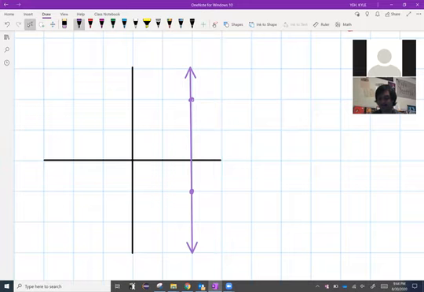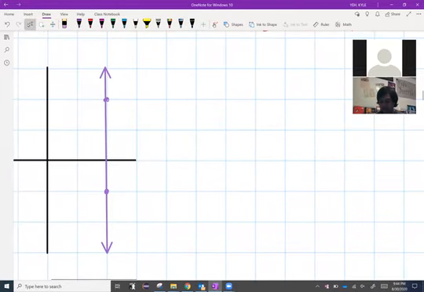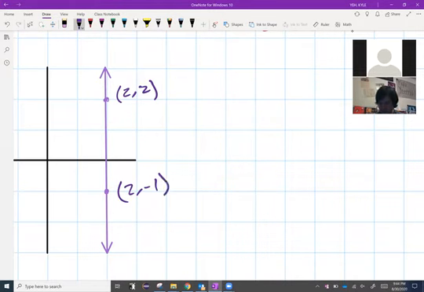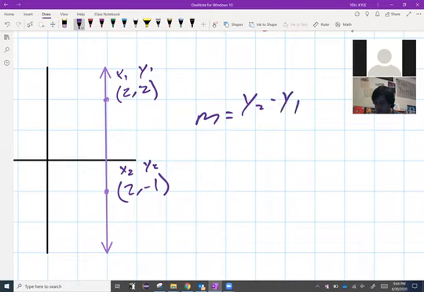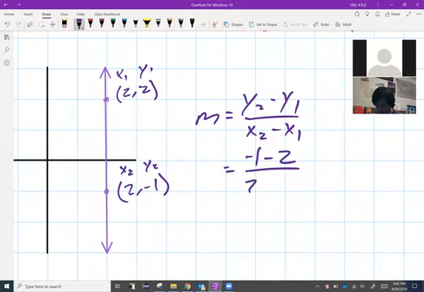All right, last one of this variety. Let's talk this vertical line right here. I've got 2, 2. I've got 2, -1. I'll call this x1, y1, x2, y2. And so if I'm looking for my slope, y2 minus y1 over x2 minus x1. -1 minus 2, well, I should simplify that, I guess. -3 over 0. And this is where we run into issues.